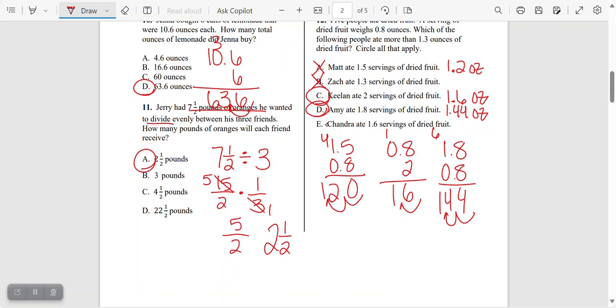And we're not sure on Chandra because she ate a little bit more than Matt, a little bit less than these two. We're not really sure where hers falls, so we do need to check hers as well. That's 48. That's 2 decimal places in. She only ate 1.28 ounces. So hers does not work. Again, so we had to check. We're multiplying the number of ounces in a serving times the number of servings they ate, and then comparing that to the number 1.3.